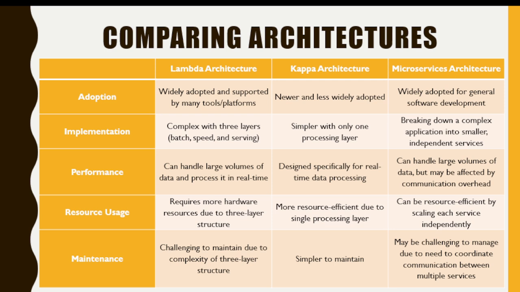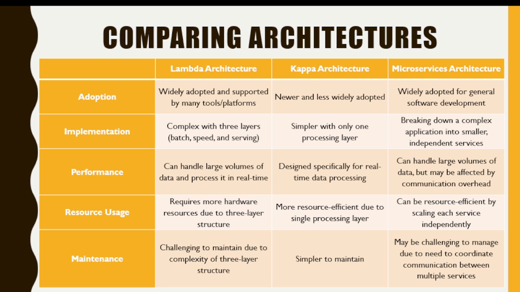Next, let's talk about implementation. Lambda architecture is complex and requires the implementation of three different layers. You remember, it's batch, speed, and serving layer. This can make implementation challenging and time consuming. Kappa architecture, on the other hand, is simpler as it only requires a single processing layer. Microservices architecture is also relatively simple to implement as it involves breaking down a complex application into smaller, independent services.